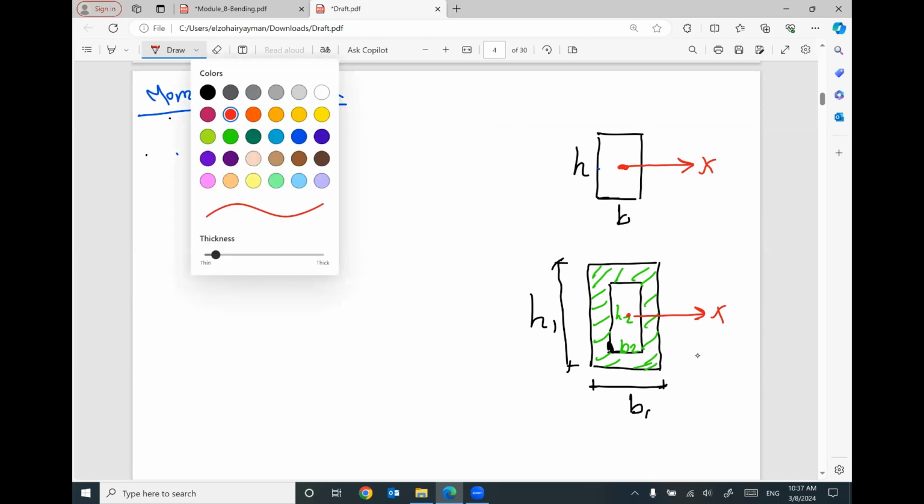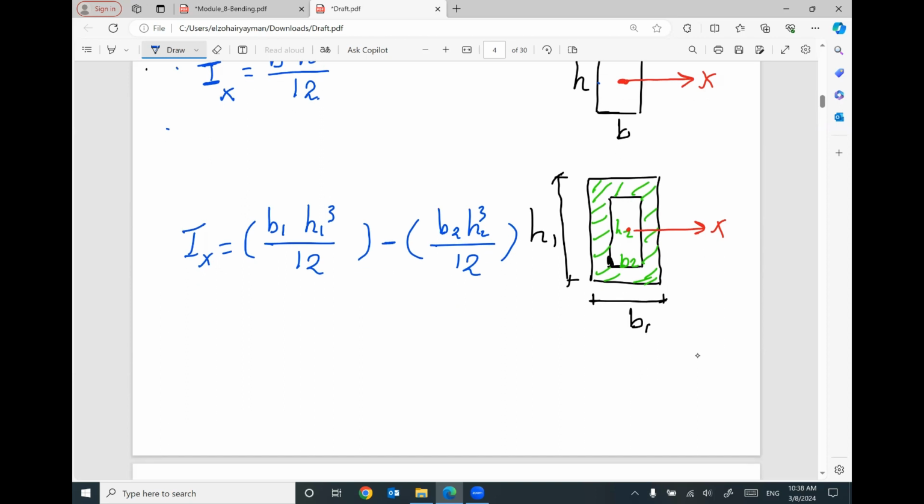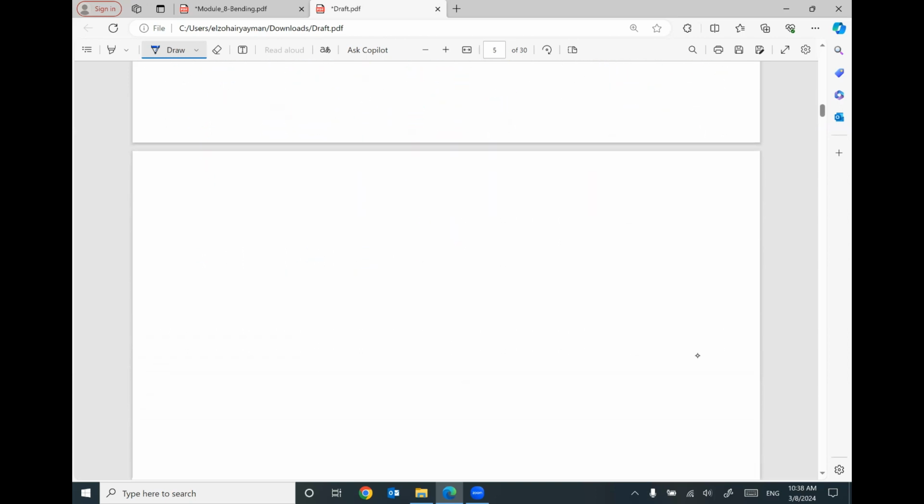In this case, the moment of inertia Ix will equal the I for the outside rectangle minus the I for the inside rectangle. So B1 times H1 cubed divided by 12 for the outside one, minus B2 H2 cubed divided by 12 for the inside rectangle. Does that make sense?